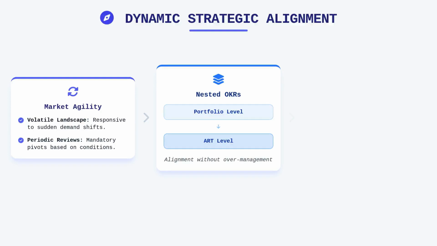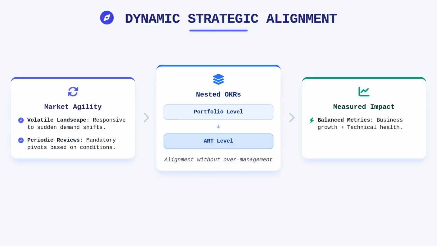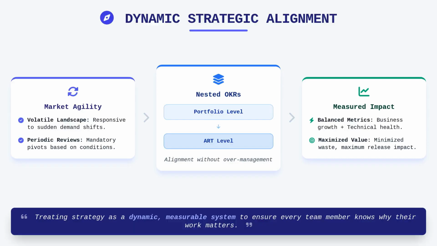This transparency allows leaders to communicate a singular vision effectively, ensuring that everyone from the executive suite to the team member knows exactly why their current work matters. We measure not just business growth, but also technical health improvements, as a stable foundation is required to achieve any long-term strategic goal. By treating strategy as a dynamic, measurable system, we minimize wasted effort and maximize the impact of every release.